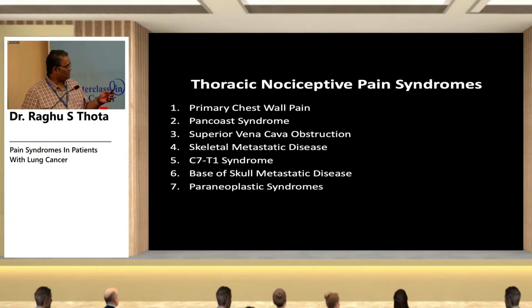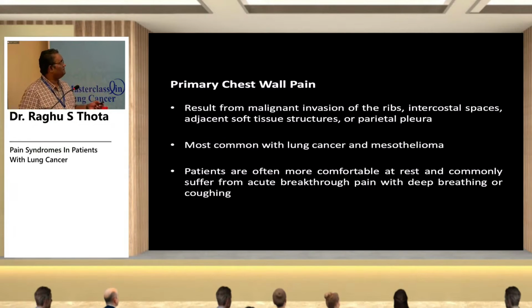Okay. Why are we calling it nociceptive? Because it is a somatic type of nature and it involves nociceptive receptors. It's not a mixed type of pain. Your nerves are not mainly involved in this type of pain. So what is the primary chest wall pain syndrome? It ideally results from the malignant invasion of the ribs, your intercostal spaces, adjacent soft tissue structures, or parietal pleura. Because of this, you may have pain, and it is most common with lung cancer and mesothelioma.